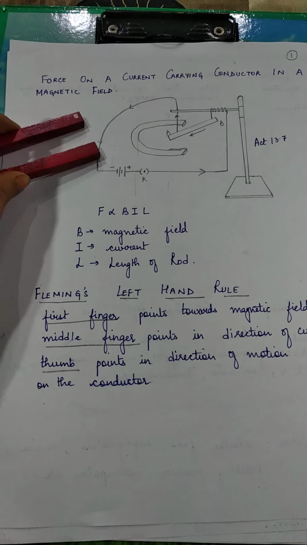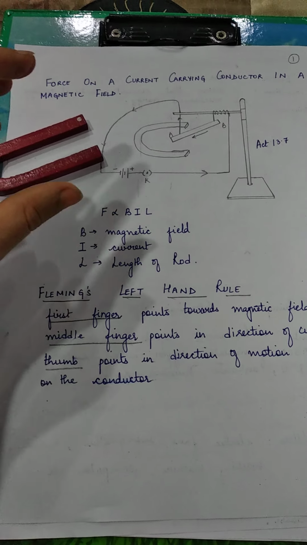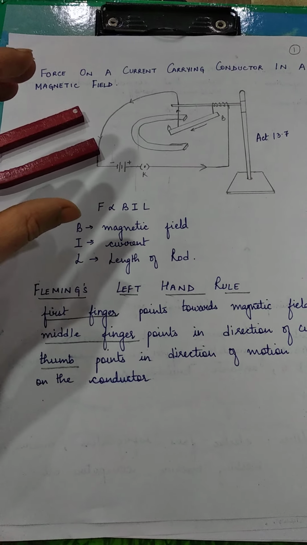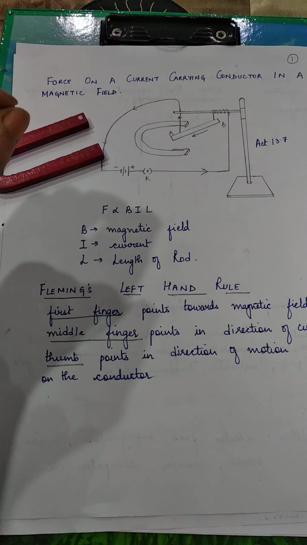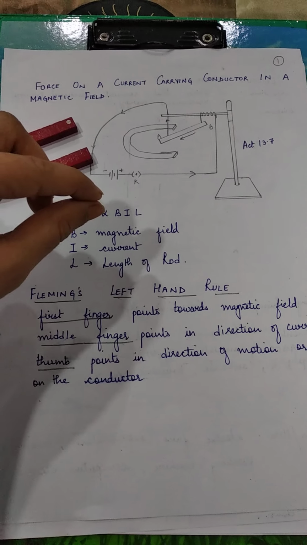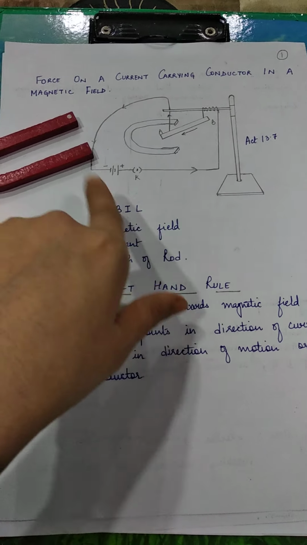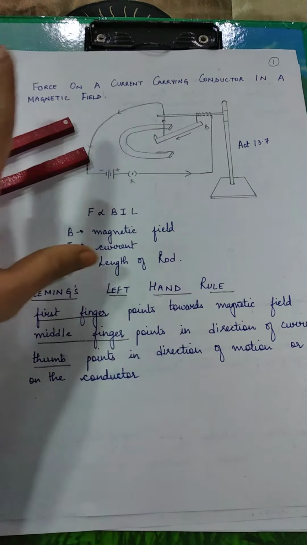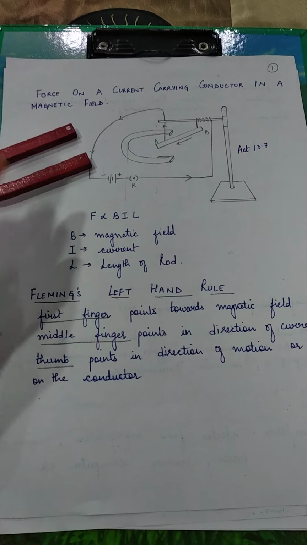I repeat again, the metallic rod is connected to an external circuit. When we switch on, or plug in this key, what will happen? The circuit will be complete. The electric current will be flowing through this circuit. It will be creating some magnetic effects.